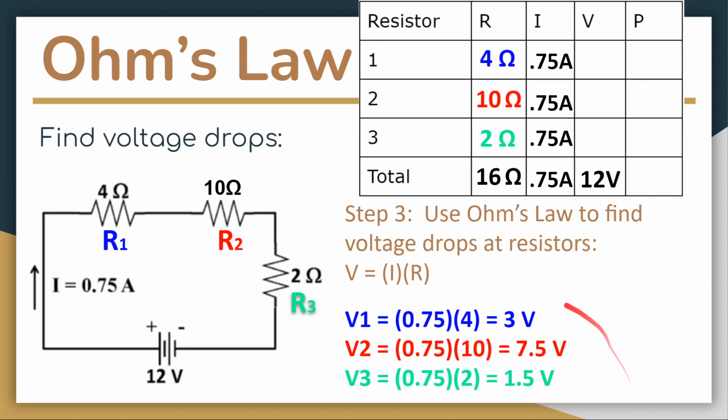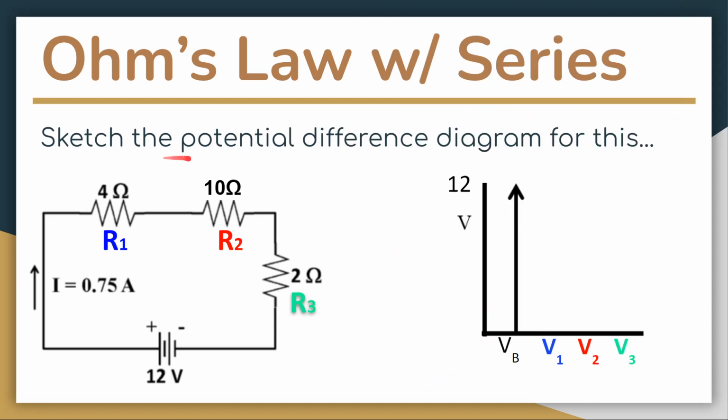These are my voltage drops. They add up to 12, but they are 3, 7.5, and 1.5 volts. And again, when I add them up, they should add up to the battery, and they do. You can always double check it, make sure that it does, because they need to. All right, so we have now answered the next question. Those are our voltage drops. We could now find power if we wanted. We have enough information to do it, but first I'm going to show you something called a potential difference diagram.